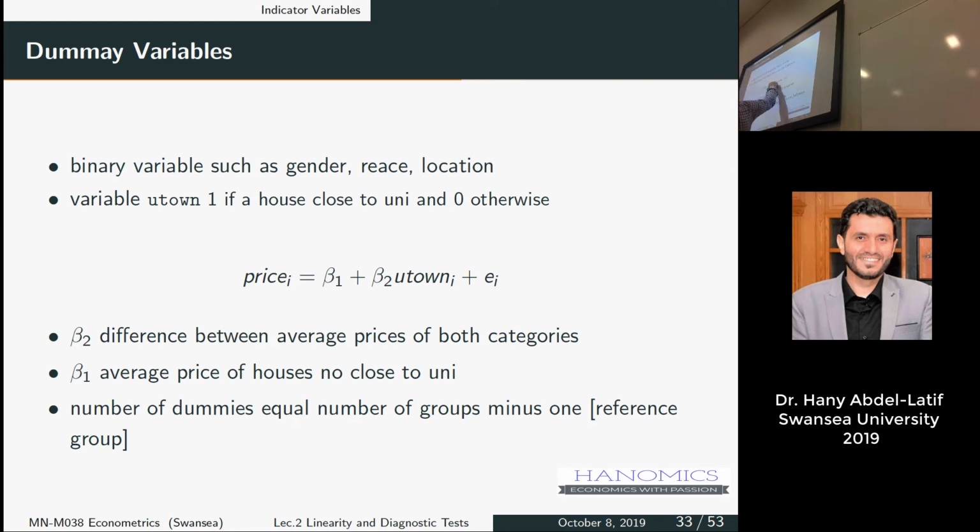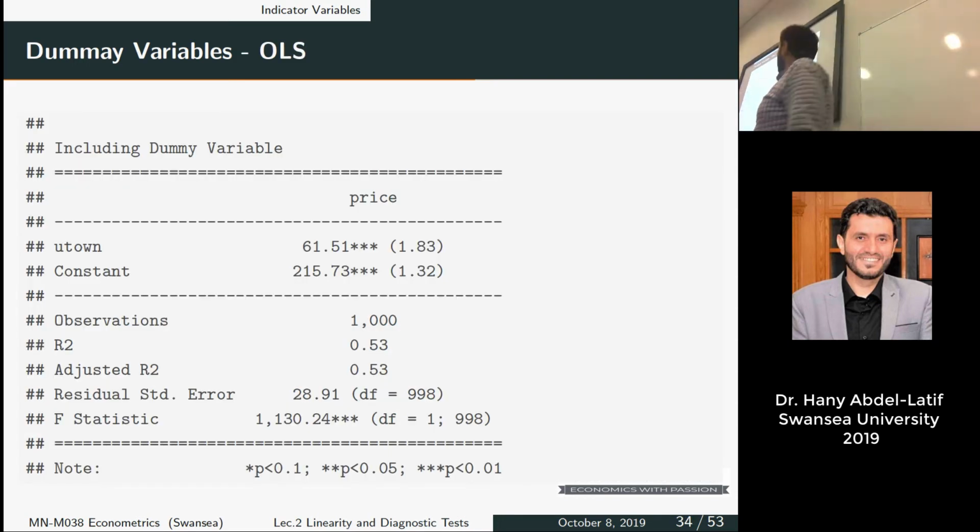So beta 2 here is the difference in price between the houses that are close to the university and the houses that are not. You remember my comparison group, all those houses that are far away from the university. So that means on average, a house that is close to the university has a price 61.51 higher, pounds or dollars, than a house that is not close to the university.